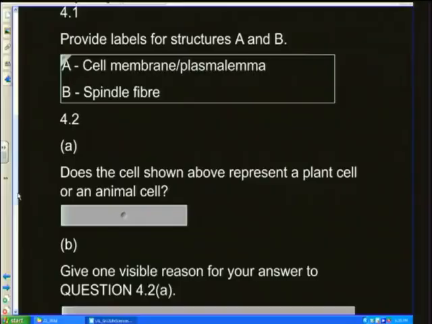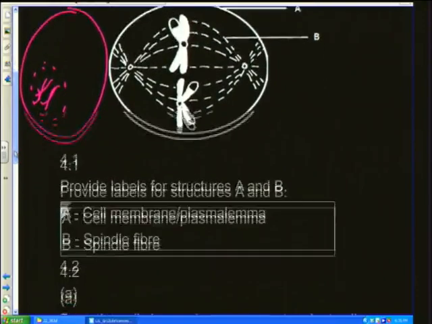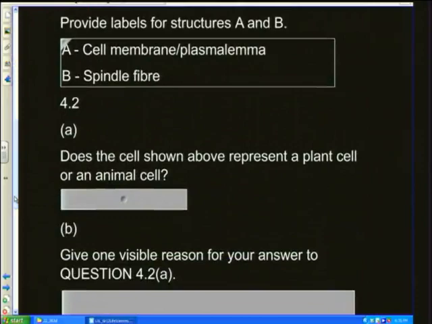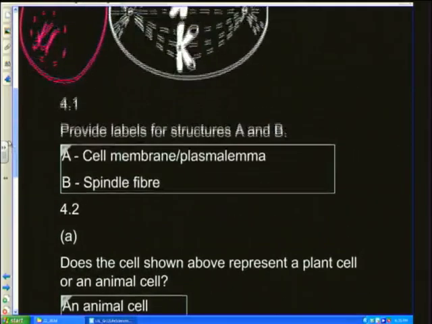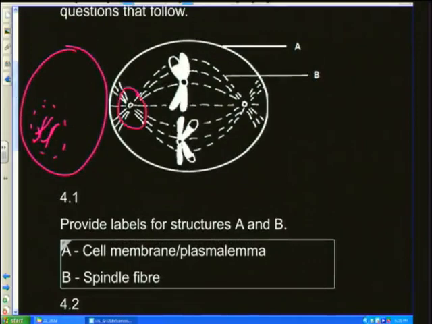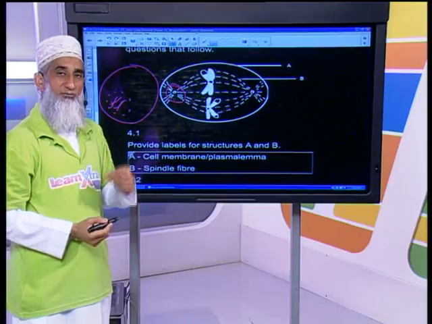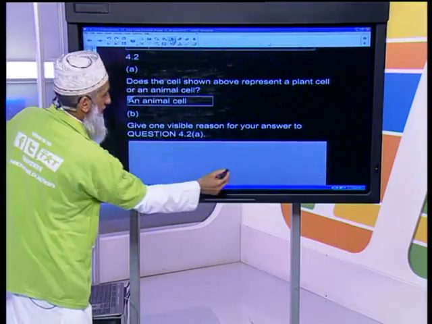Does the cell shown above represent a plant cell or an animal cell? First, you have to look at it. You should have said it's an animal cell. And give one visible reason for your answer. If you look, especially in this area here, you will see that the centrioles have formed the spindle fiber. In a plant cell, the cell wall would have formed the spindle fiber. So that's where our answer originates.